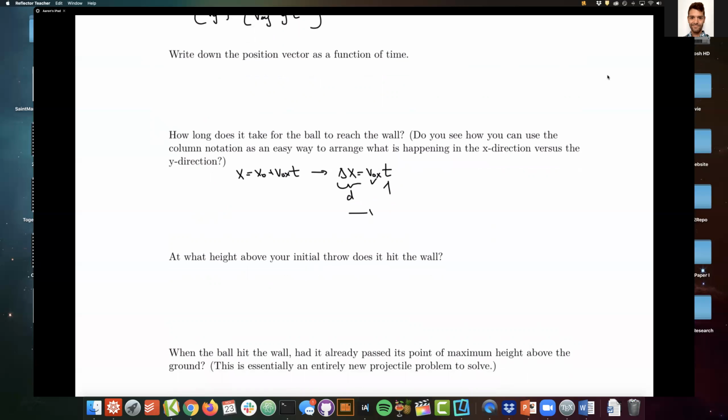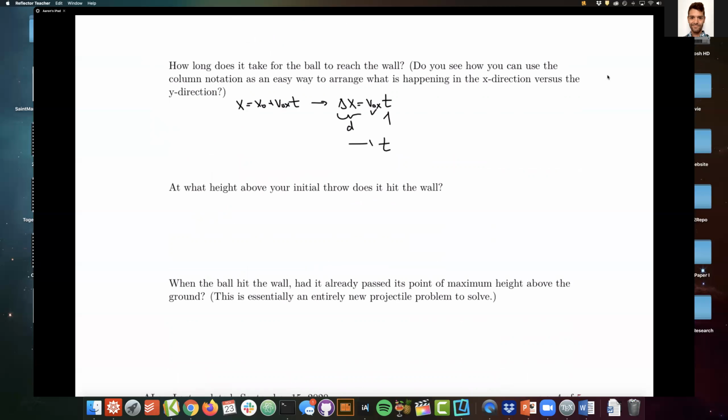That gives us a time. At what height above your initial throw does it hit the wall? In this case, you could say y equals y naught plus v naught y t minus 1/2 g t squared. And you can plug in the t you got from the previous problem to get your height.